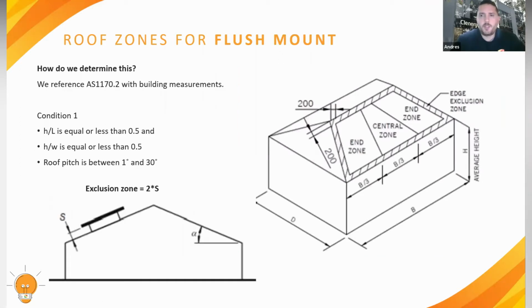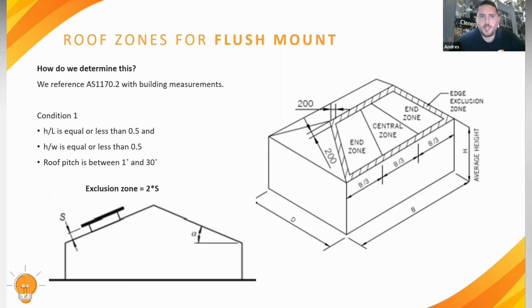So how do we determine this? Basically, at Clenergy, we consider the Australian standard 1170.2, which is the wind load and wind assessment for structures, for solar. The first thing to assess would be the dimensions: the height, the width, and the length of a building. Those 3 values are very important in this assessment, as this will determine how to divide the roof and how to proceed.